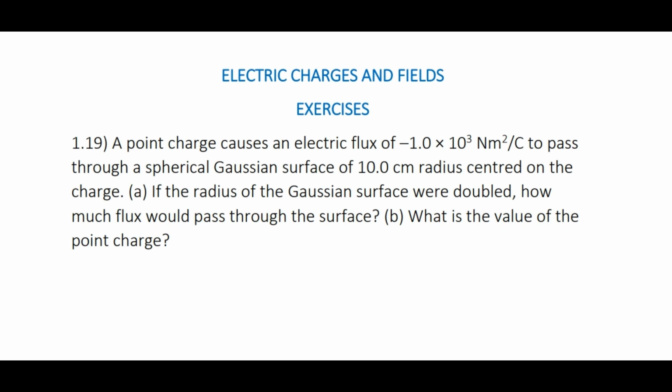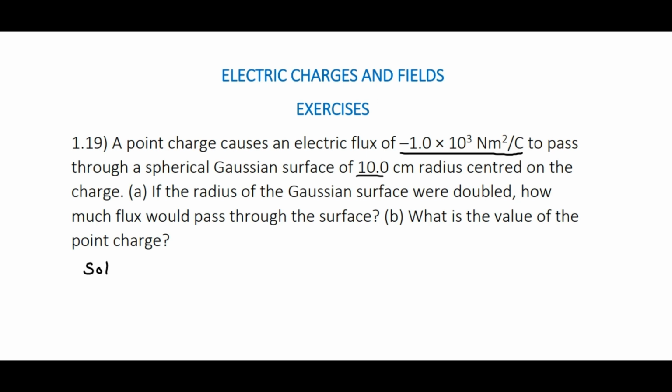A point charge causes an electric flux of minus 1.0 into 10 power 3 Newton meter square per coulomb to pass through a spherical Gaussian surface of 10 centimeter radius centered on the charge. If the radius of the Gaussian surface were doubled, how much flux would pass through the surface? What is the value of point charge?